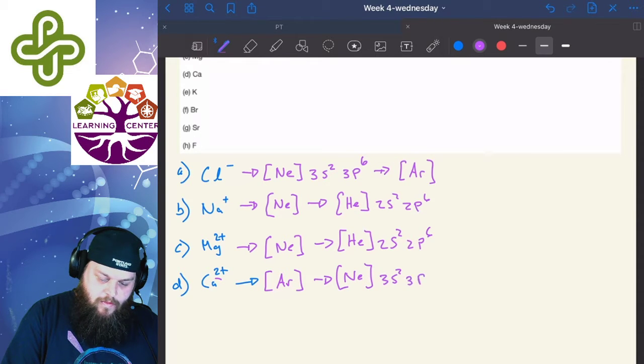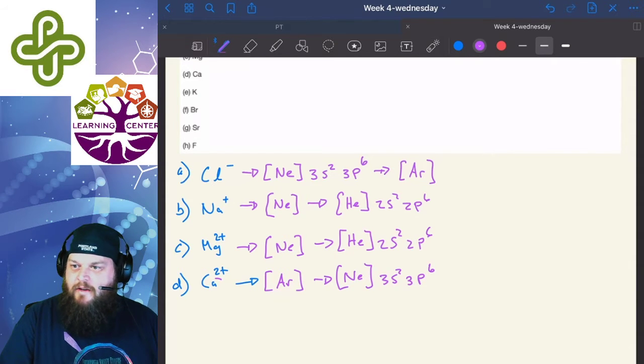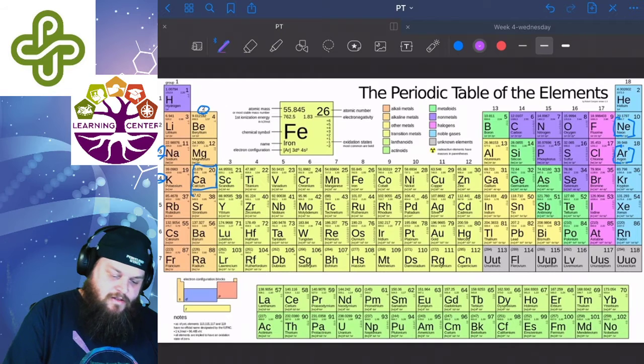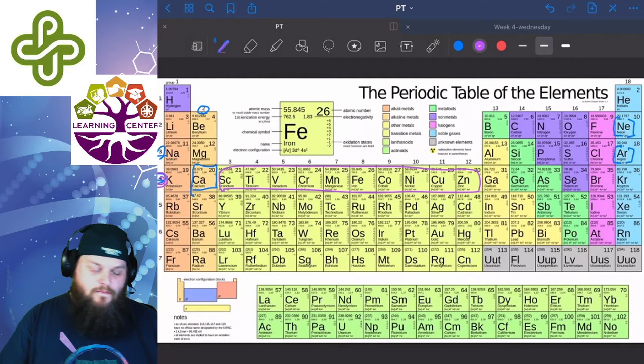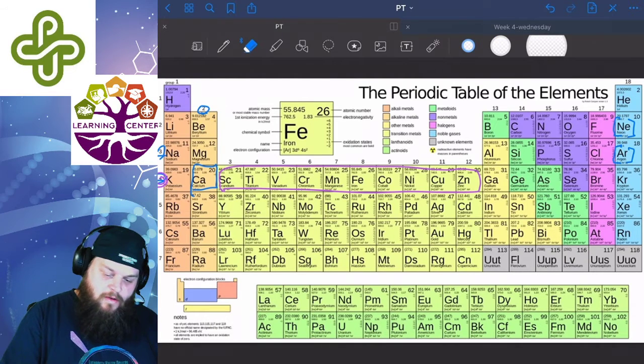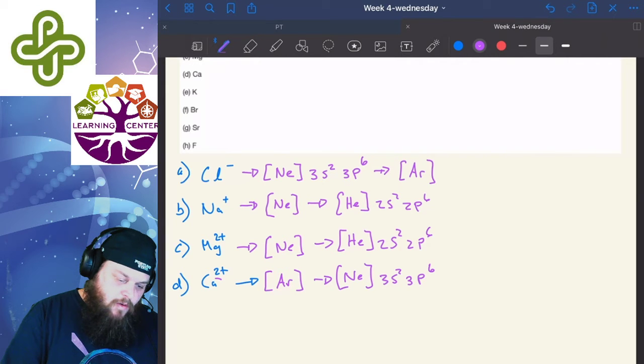3s2, 3p6. Notice I didn't put any 3d electrons in there, because the 3d electrons don't really come into play until we look at the fourth period here. So when we're talking about the argon core, they don't have any 3d electrons in there. We'll clean this up a little bit, it's starting to get messy, and we'll go ahead and jump over to part E.